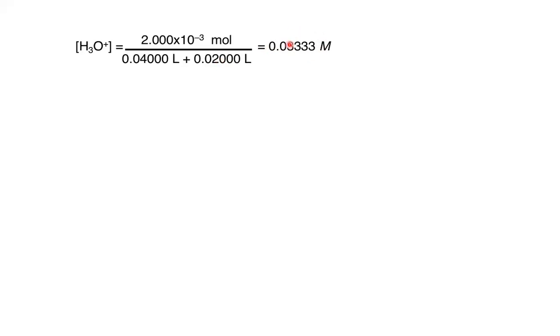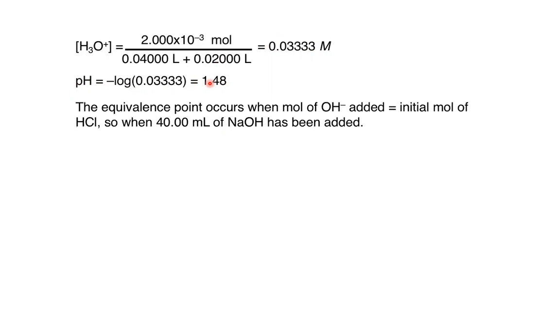So that gives us a concentration of 0.03333 moles per liter. Put this into our pH calculation. So pH is equal to minus log to the base 10 of the concentration of hydronium ions, which means that the pH is now increased to 1.48 because of this addition of the hydroxide ions from the sodium hydroxide solution. So the equivalence point occurs when the moles of OH- added is equal to the initial moles of HCl.